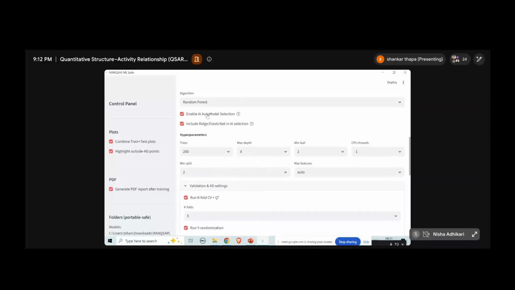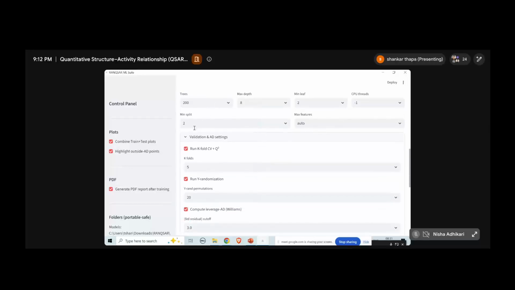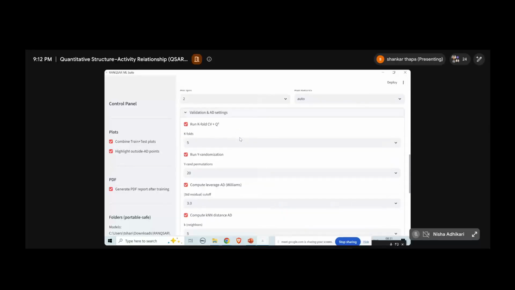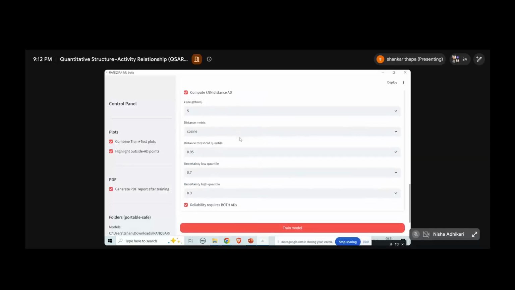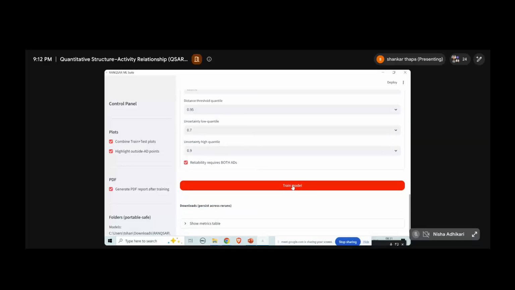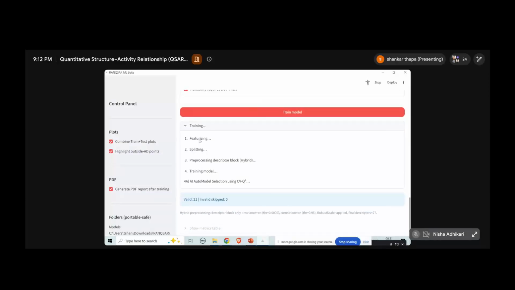Till model development, use your algorithms, and after that use your validation parameters as per OECD guidelines. Okay, and then just click train model. Yes, so it's running. It's running featuring, splitting, pre-processing descriptors, training models. So everything is running. So you just wait for a minute or some time.